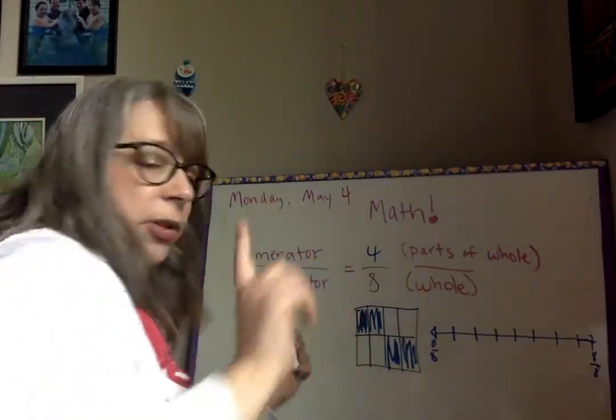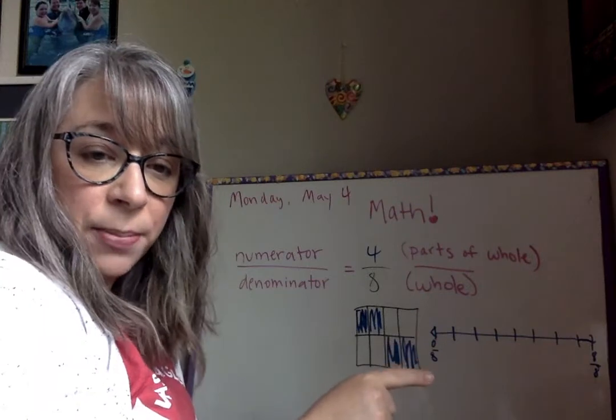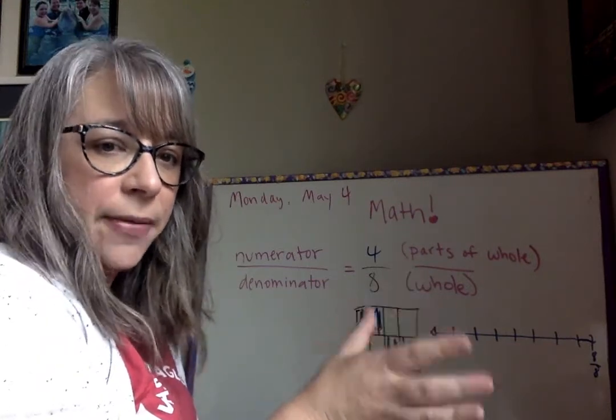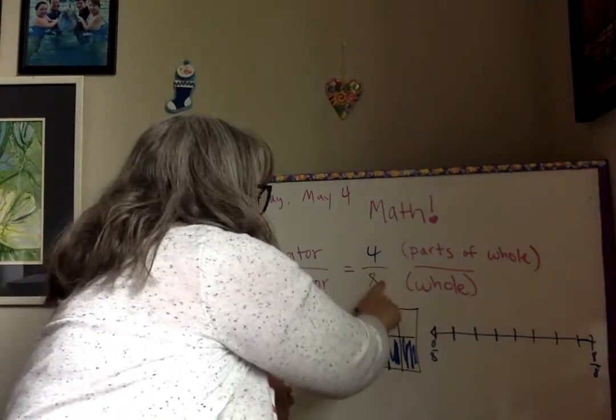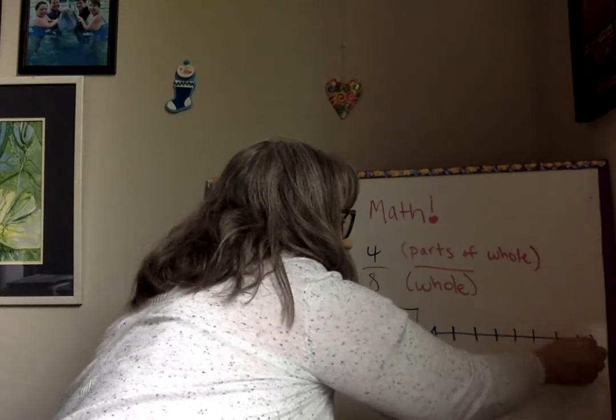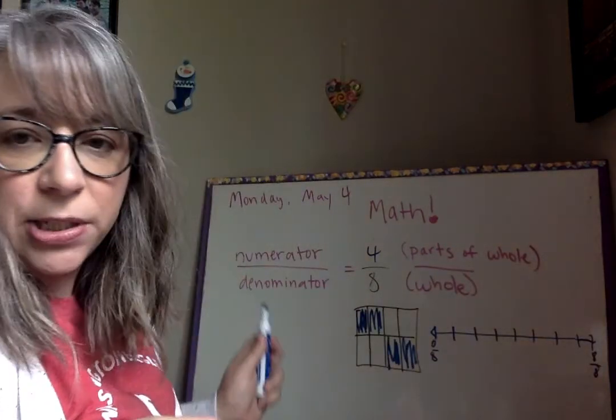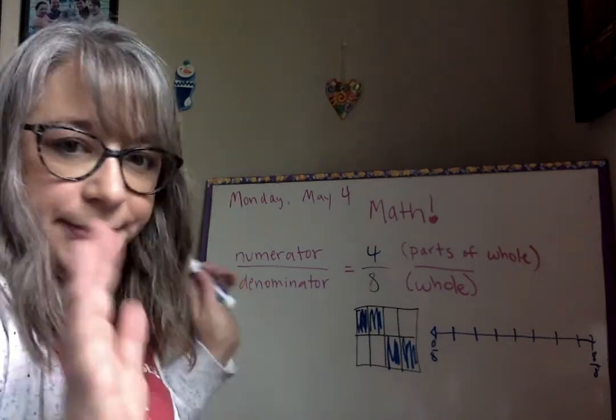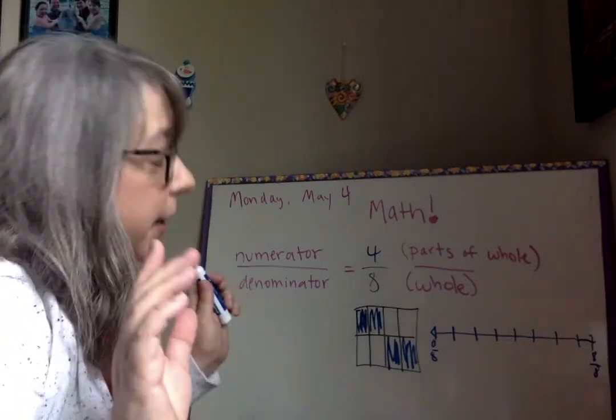Absolutely. So the trick is, whenever you're doing a number line, you have to make sure you have that many parts. So we need 8 of these parts. So 1, 2, 3, 4, 5, 6, 7, 8. So that's how I have to do it. That is it. So if y'all can do it a different way, go for it.